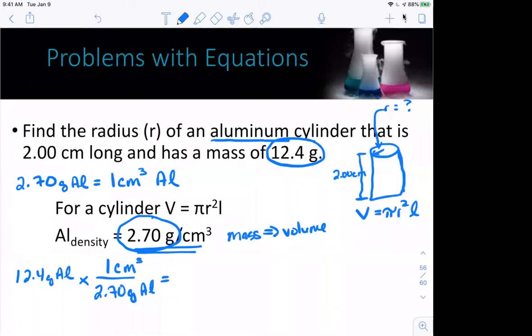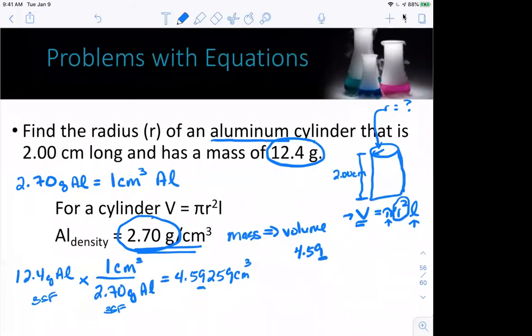I'm going to go ahead and get my calculator out. I have 12.4 divided by 2.70, and what I get is 4.59259 blah, blah, blah. I'm significant to the 3rd digit because I have 3 sig figs and I have 3 sig figs there. Well, now I have the volume. So that problem just gave me V. I know pi and I know L. So I can solve for the radius. So what I have, and this is going to be centimeter cubed.